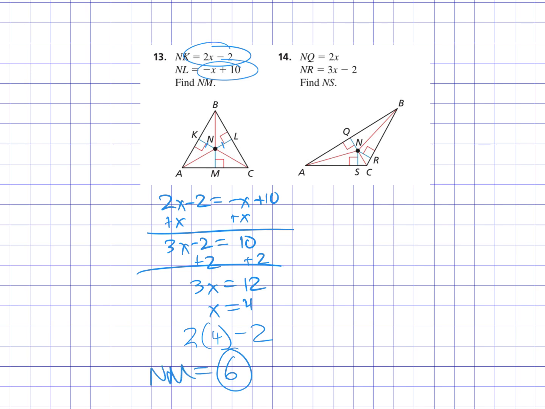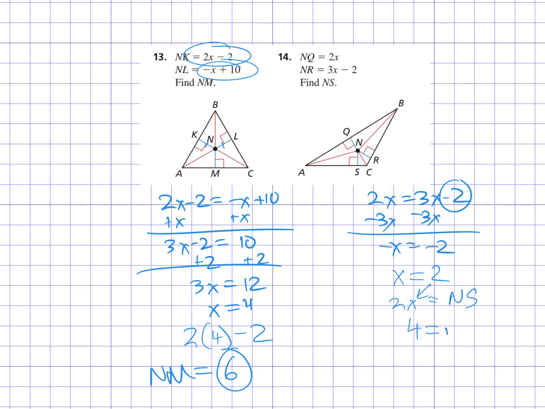And same thing over here, NQ and NR, they're the same. So 2x is equal to 3x minus 2. So I'll subtract 3x to the left. It gives me negative x equals negative 2. Don't drop the minus sign. So a negative x equals negative 2, so positive x is positive 2. And again, NQ is 2x, and that's the same thing as NS. So substitute your 2 in, and you get 4 equals NS. That's the answer to 14.